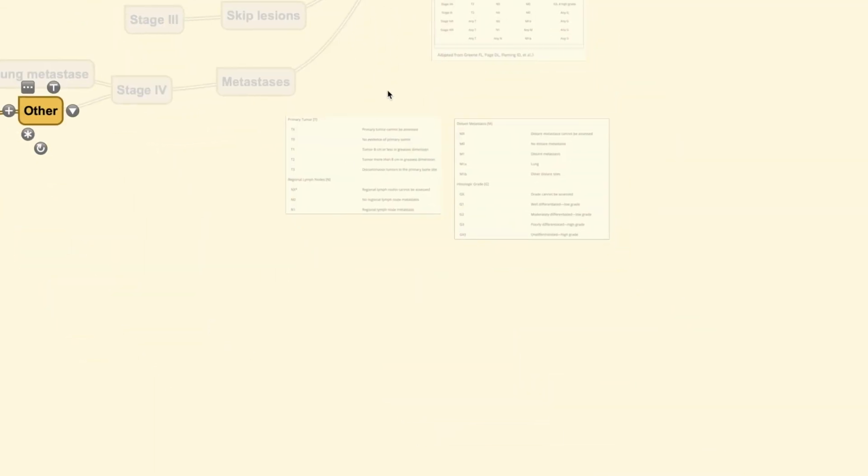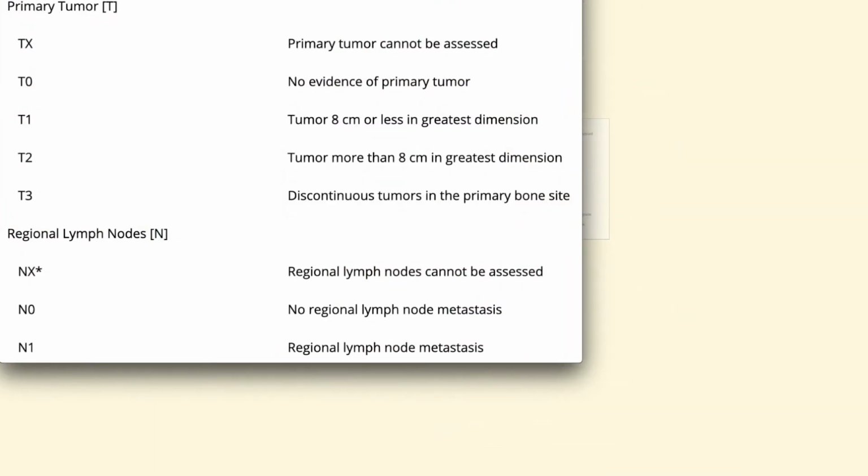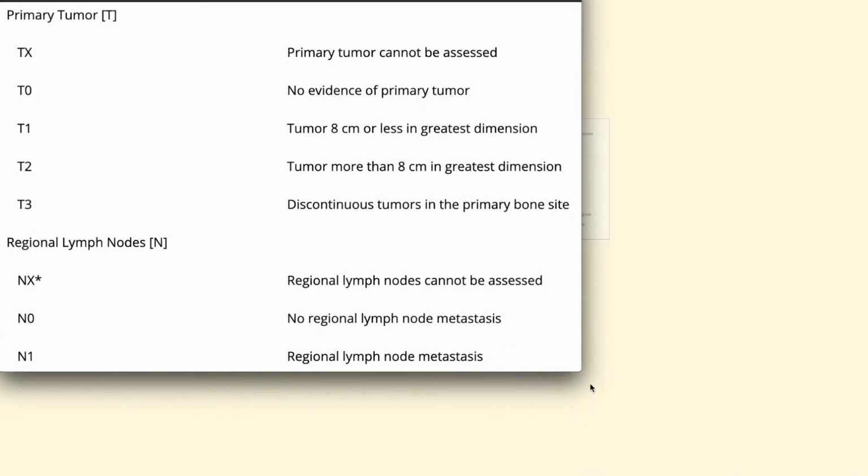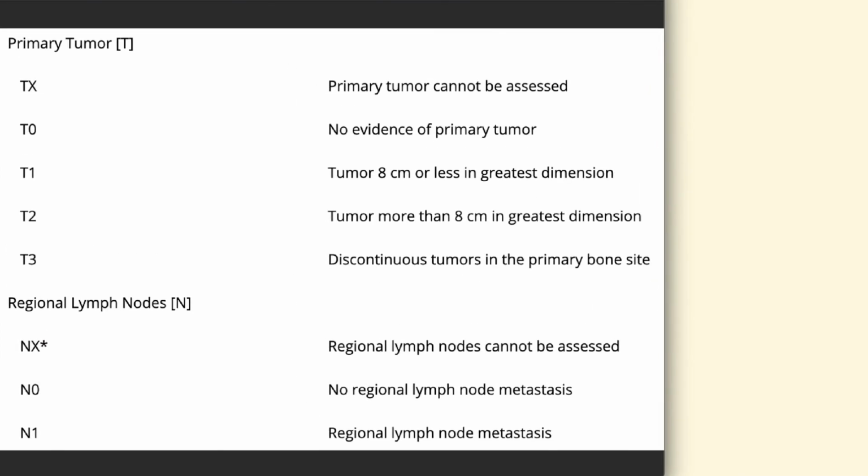4A or 4B is determined by the site of the metastasis, whether it is in the lung or in other sites. Here is another description regarding the TNM system based on the AJCC final revision of the Enneking Classification. You can see here that the T1 is for tumors with size 8 cm or less, T2 is for tumor size 8 cm or more, and T3 is for discontinuous tumor.